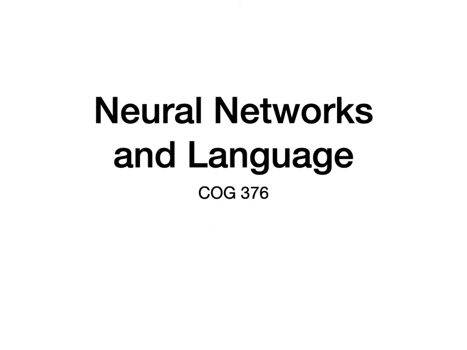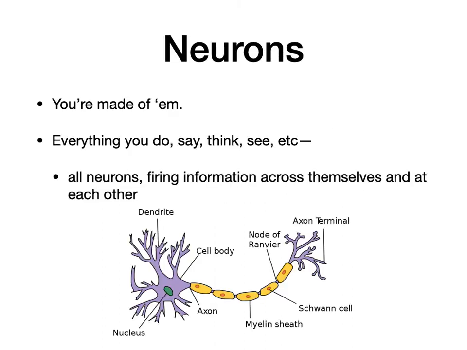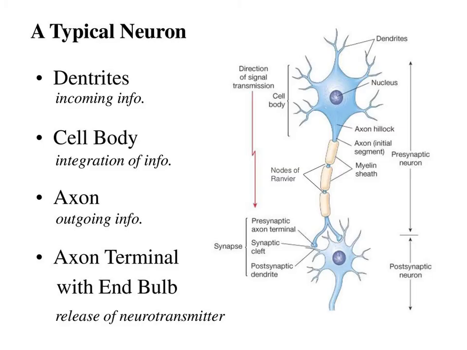So, first and foremost, neurons. You're made of them. Everything you do, say, think, see, it's all neurons firing information across themselves and at each other. You have this little outline. Dendrites catch signals from other neurons. The cell body accumulates a charge, and then it sends an action potential down the cell. Don't worry, you don't have to memorize these anatomies. Just the basics of a neuron. Dendrites catch the incoming information, the cell body starts to integrate the information, the axon sends it out, and then at the end of the axon is a bulb that touches the next neuron. Cool. So, that's the basic idea.